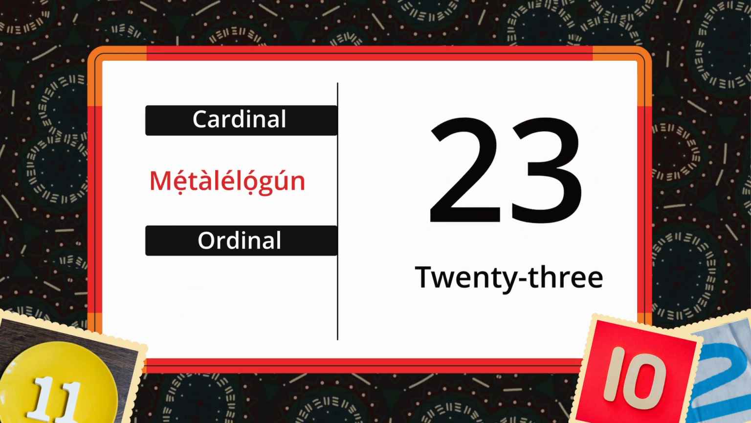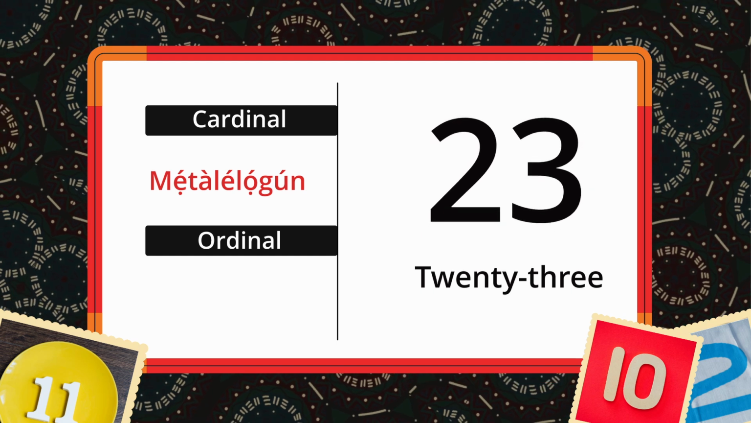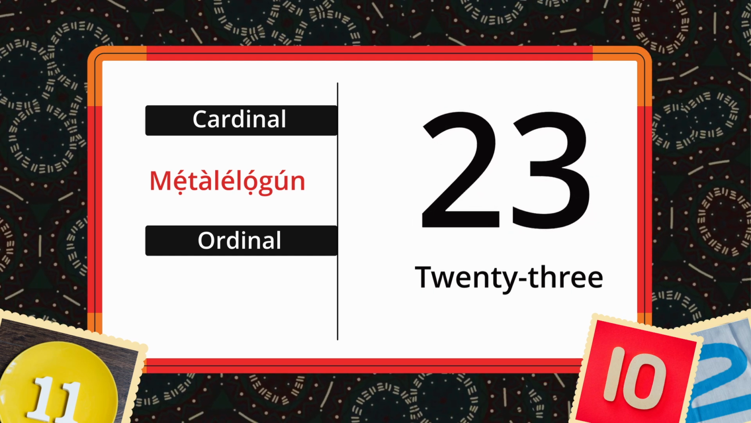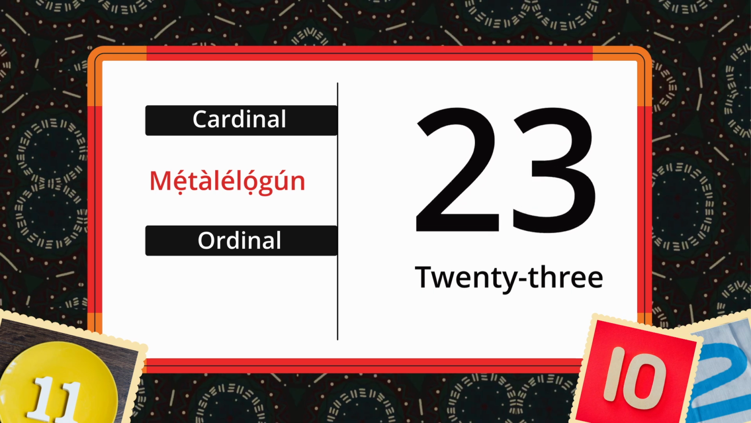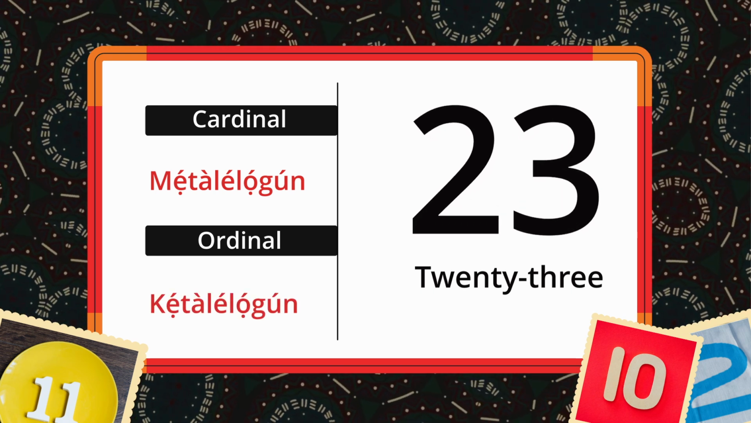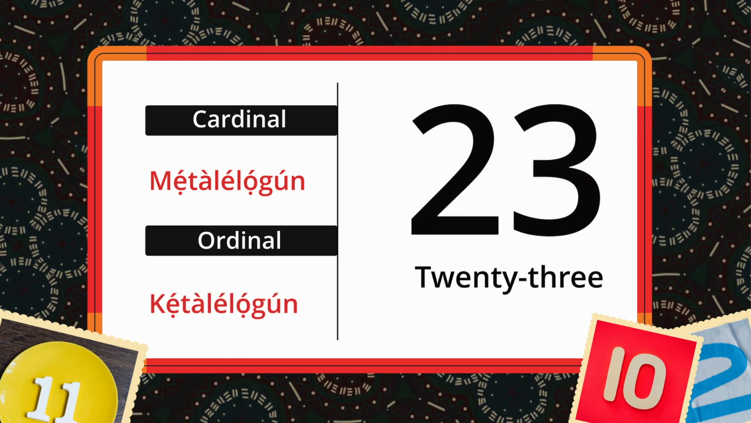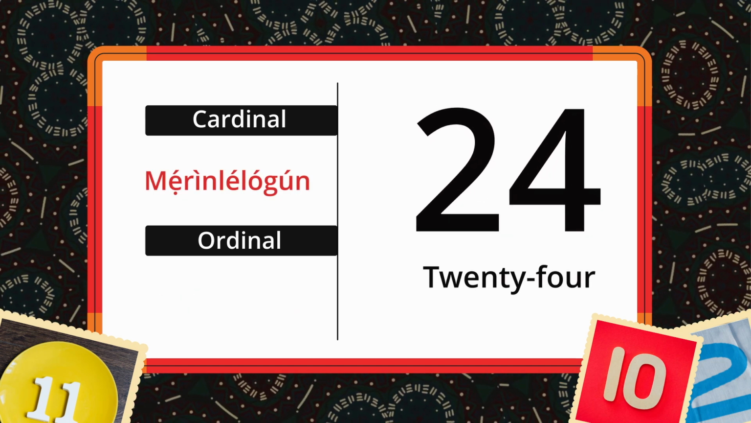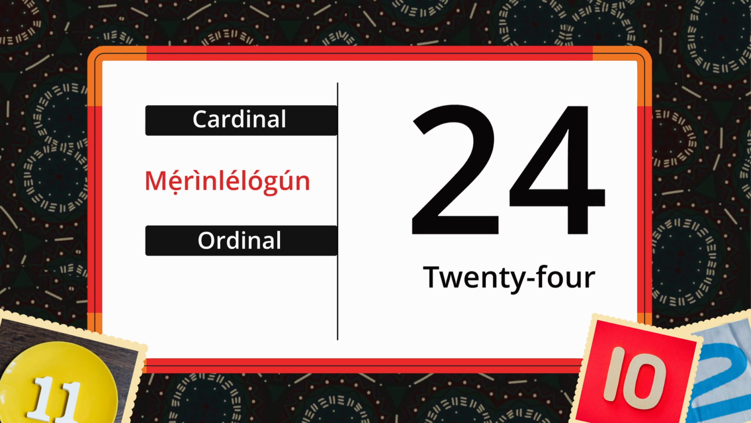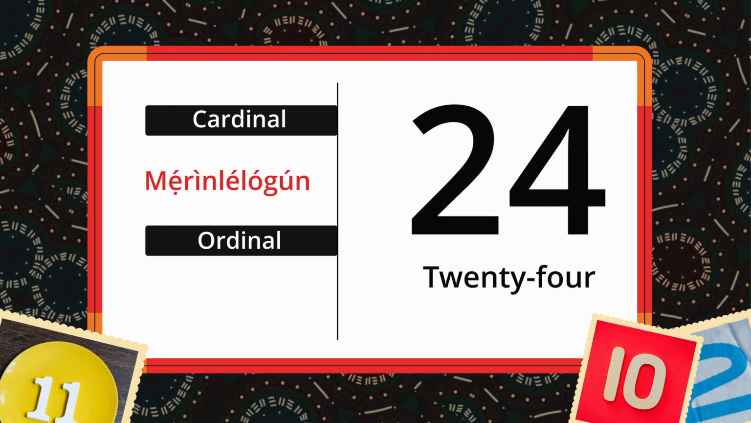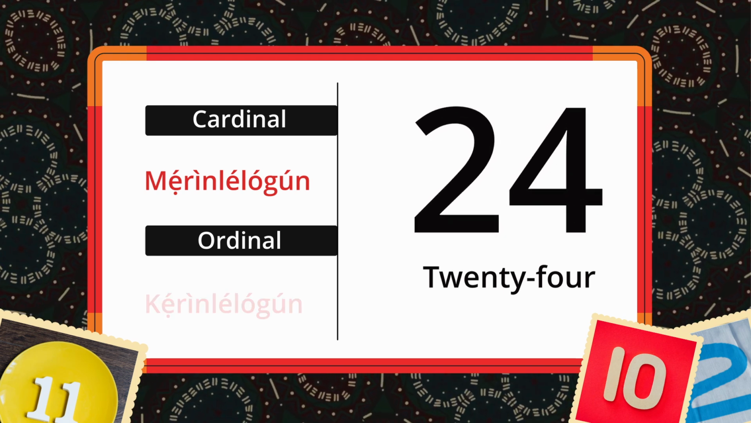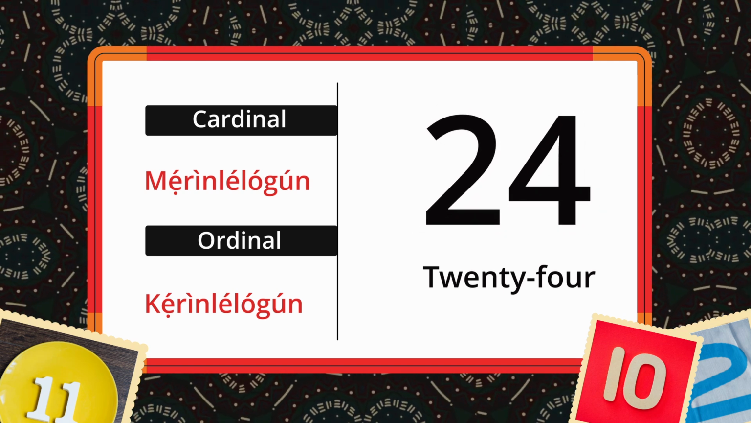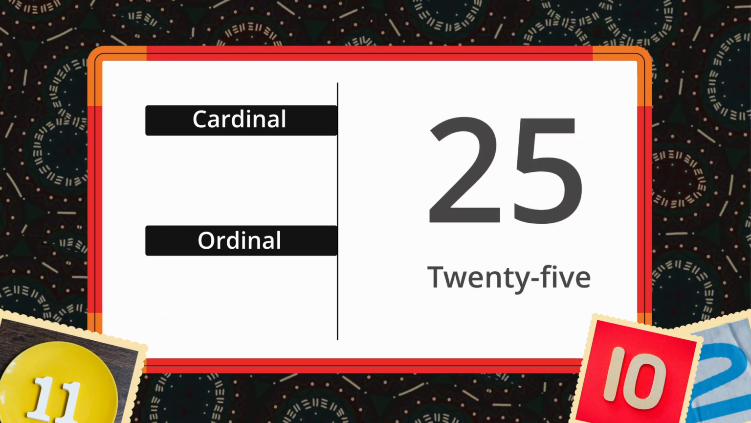23. Mẹ́tàlélógún, mẹ́tàlélógún. You can also say kẹtàlélógún, kẹtàlélógún. 24. Mẹ́rìnlélógún, mẹ́rìnlélógún. You can also say kẹrìnlélógún, kẹrìnlélógún.